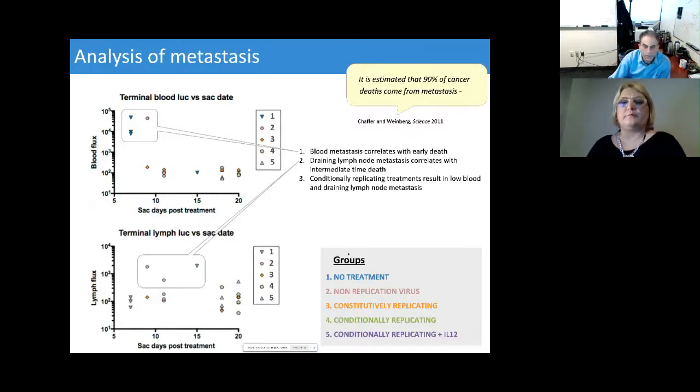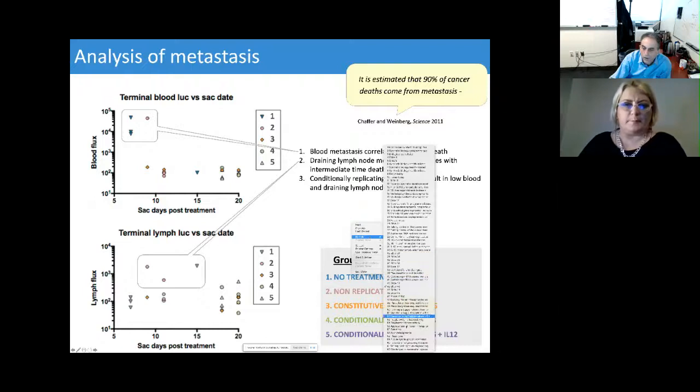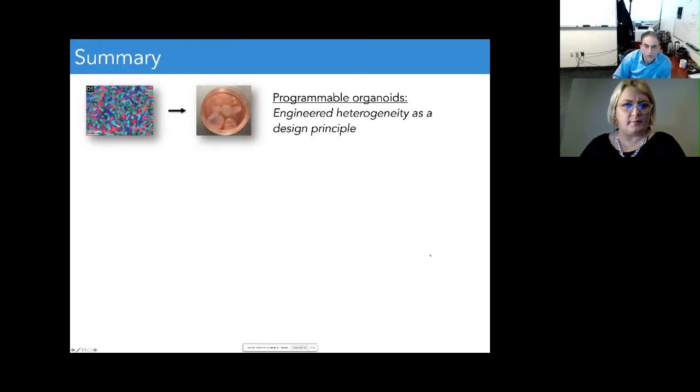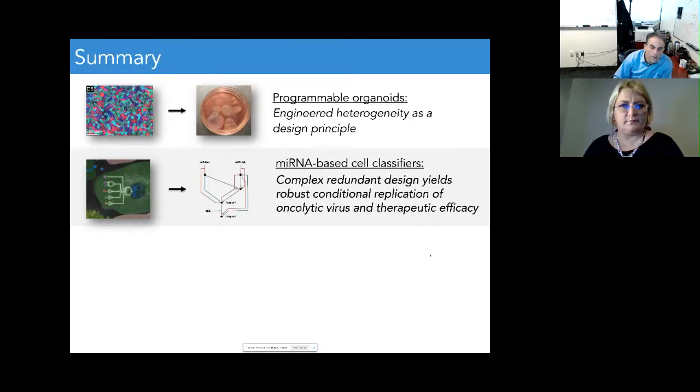Okay, so with that, I will go to the summary. So I've been able to discuss programmable organoids, where this notion of engineering heterogeneity is an important design principle, and I also showed you gene sensors. I talked about the microRNA-based cell classifier that allows us to implement very complex logic functions inside the cells that control when a virus is replicating and when it expresses a therapeutic protein, such that it only does it in tumor cells with very high specificity.